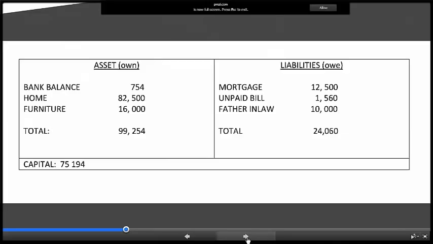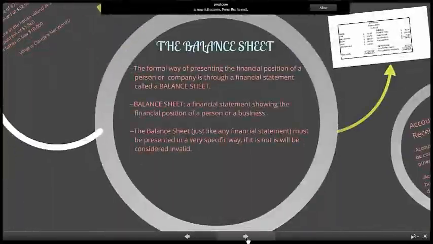Now what we're going to do is take this information and present it formally in a financial statement called the balance sheet. The formal way of presenting the financial position of a person or a company is through a financial statement called the balance sheet. The balance sheet is a financial statement showing the financial position of a person or a business. The balance sheet, just like any other financial statement, must be presented in a very specific way. If it's not, it will be considered invalid.